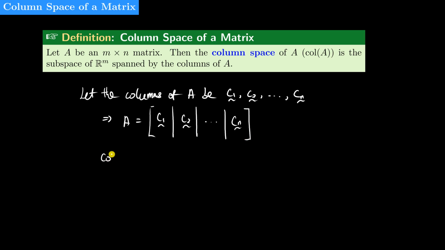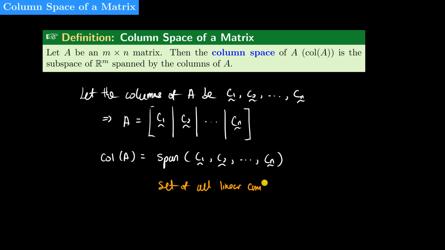Then the column space of A can be written as the span of c1, c2, all the way to cn, which means that it is the set of all linear combinations of the column vectors c1, c2 to cn.